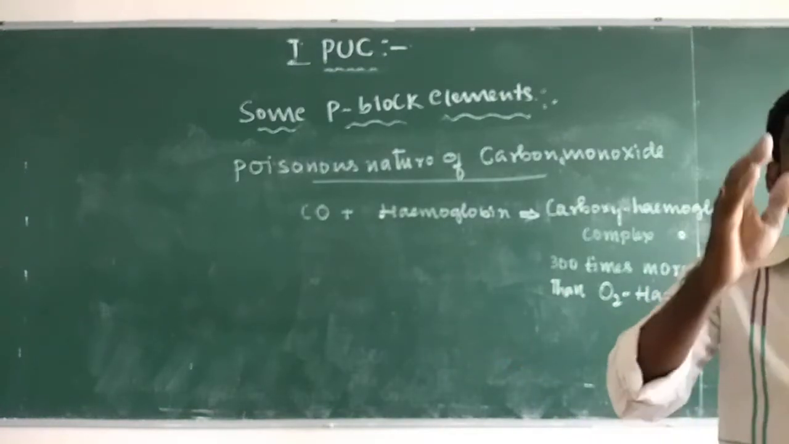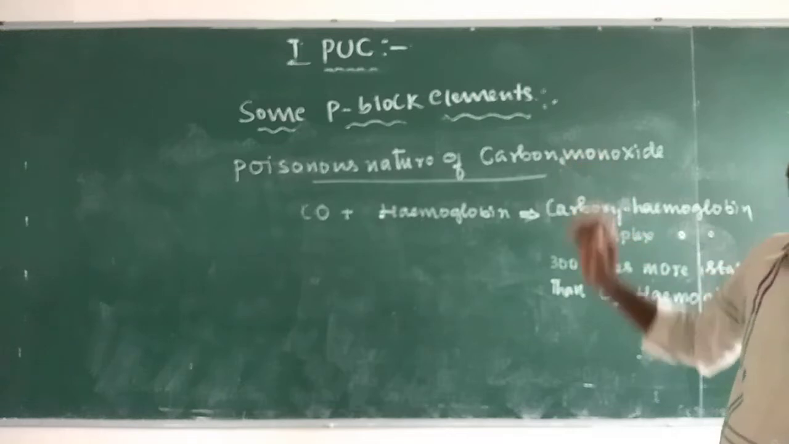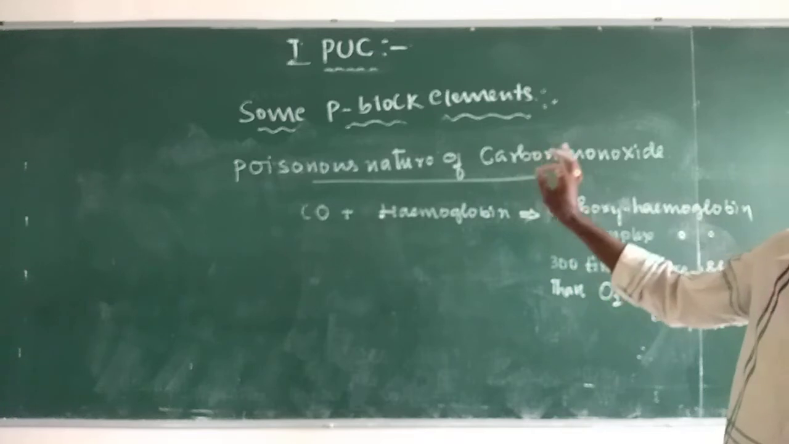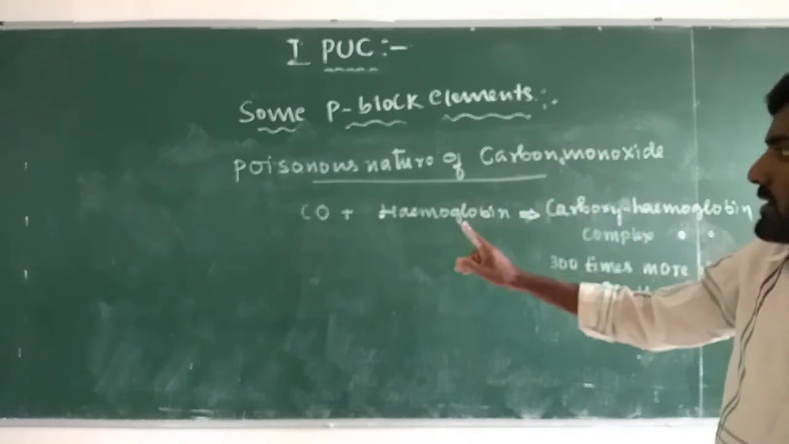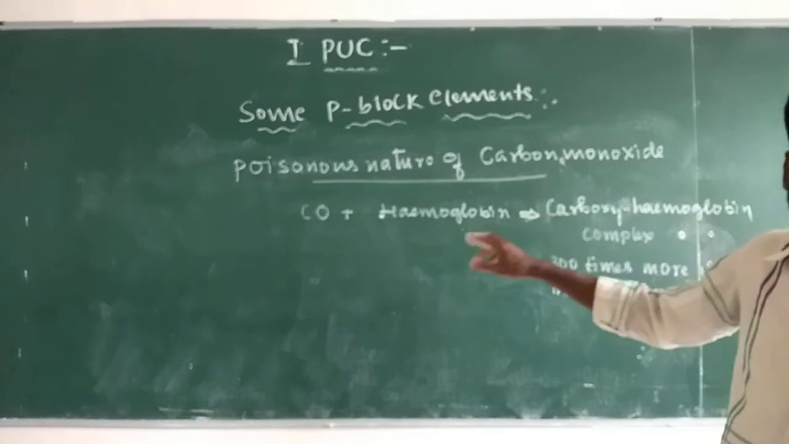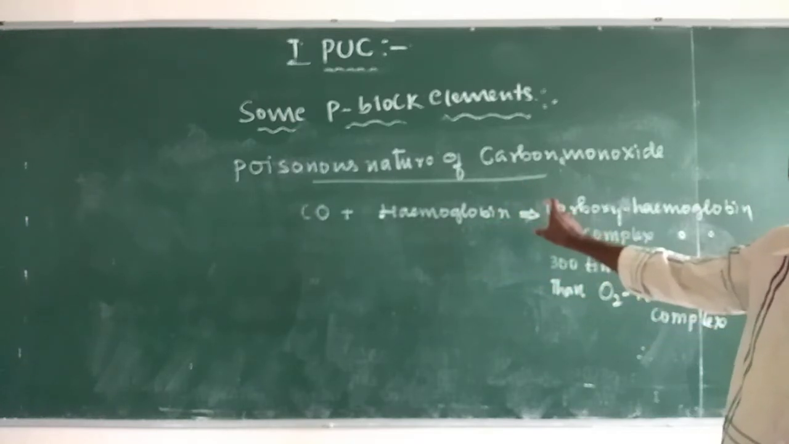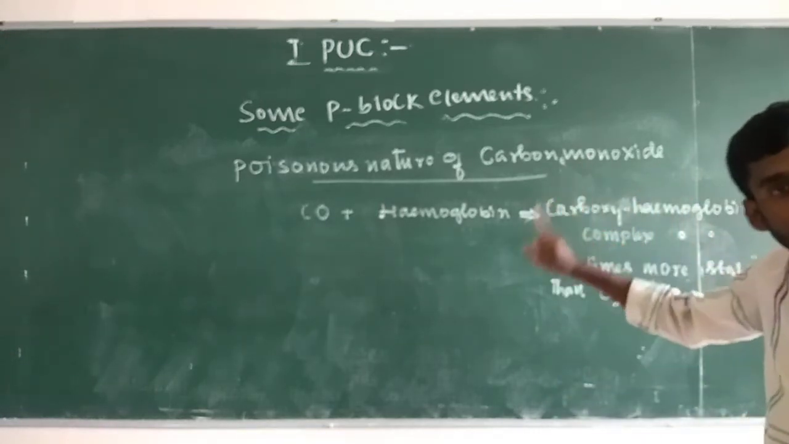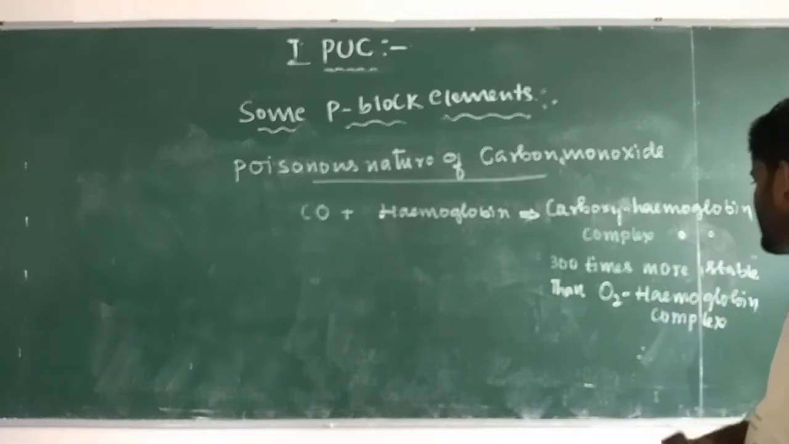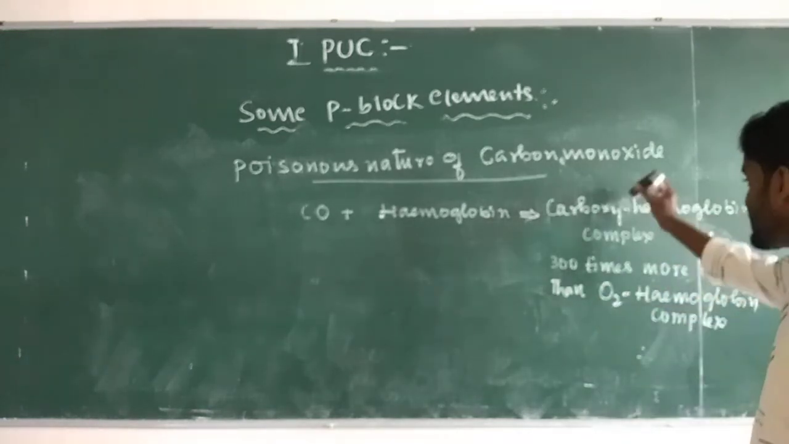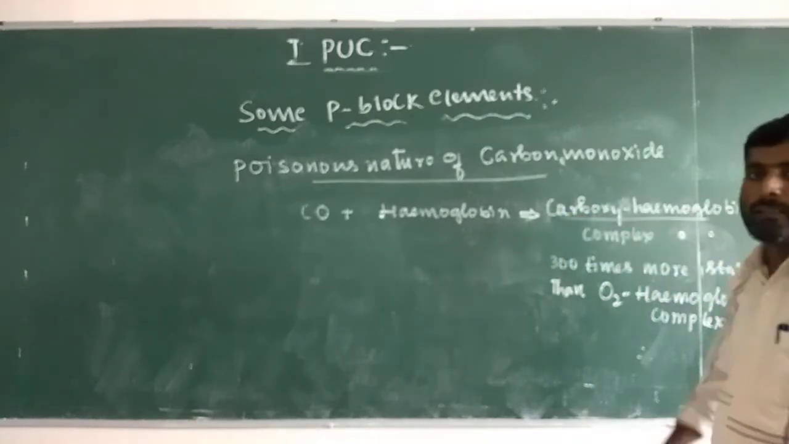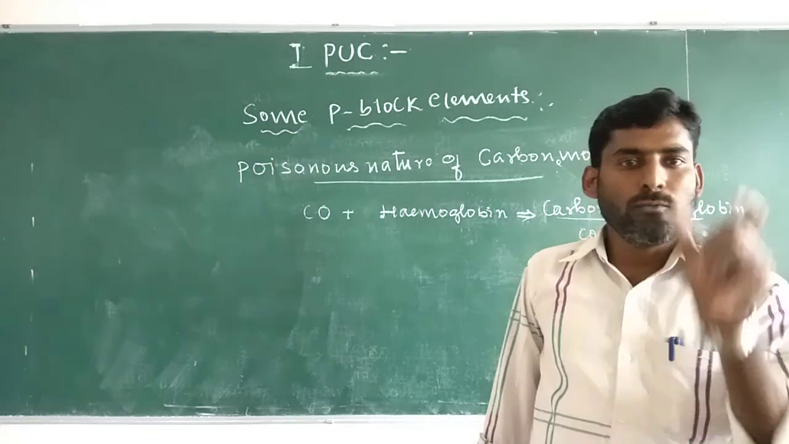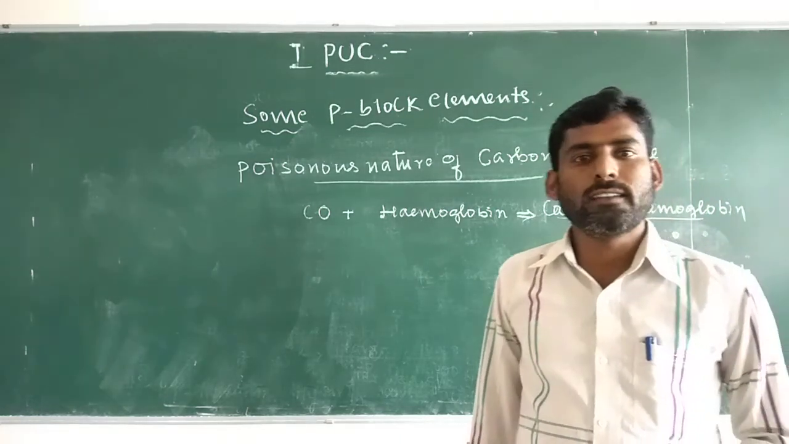So that is why carbon monoxide acts as a poisonous gas. Carbon monoxide is poisonous in nature because when inhaled by human beings, it combines with hemoglobin of blood to form carboxyhemoglobin complex, which is 300 times more stable than the oxygen hemoglobin complex. This complex thereby prevents the oxygen supply to the various parts of the body, leading to death.